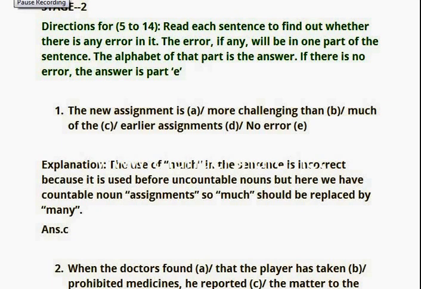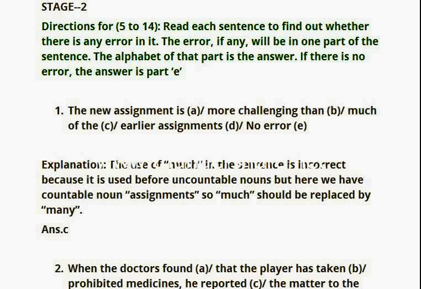Hello students, now we have come to the stage 2 of how to find errors in the sentence. In this stage 2, the basic difference is now you will have 5 options in which you will have to find out which part has the error.